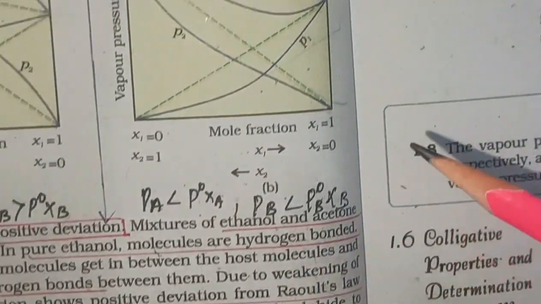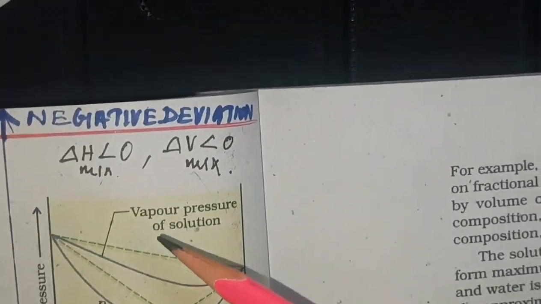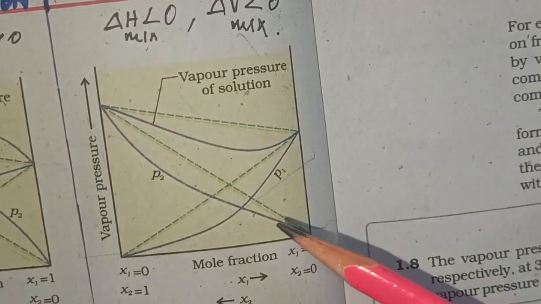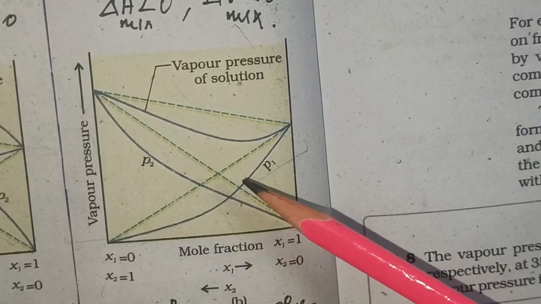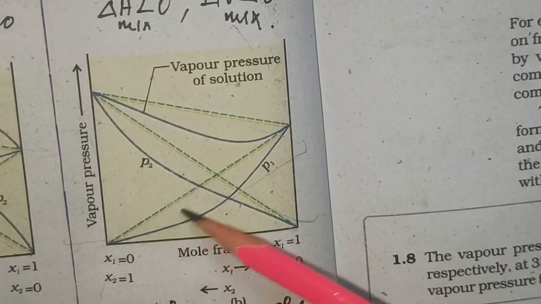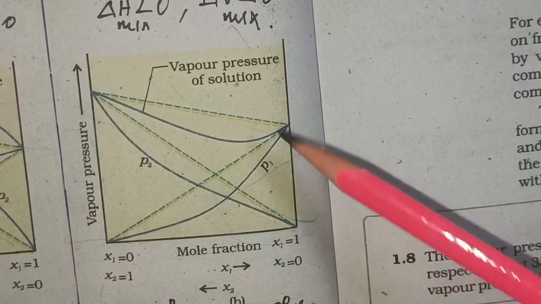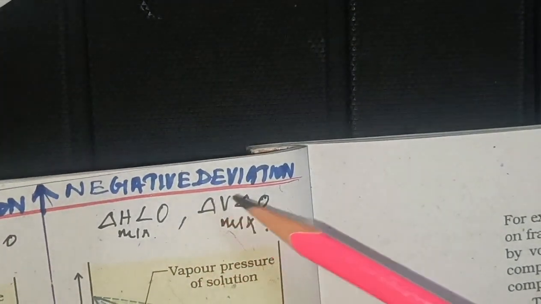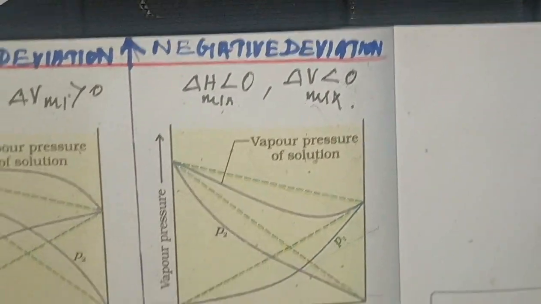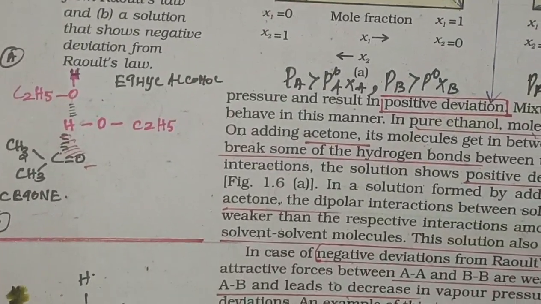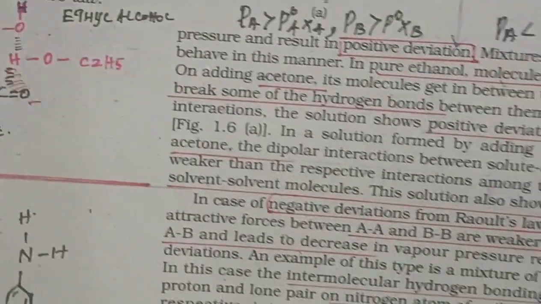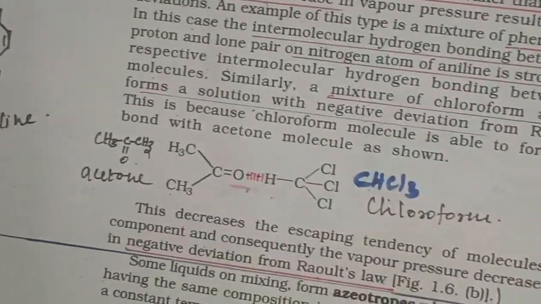So in the case of the decrease in vapor pressure, or negative deviation, the interatomic attractive force between component A and B increases, and the vapor pressure becomes lower than the expected one. Thereby there is negative deviation in the case of a non-ideal solution. So positive deviation and negative deviation are explained. For positive deviation: a mixture of ethyl alcohol and acetone, and a mixture of ethyl alcohol and carbon disulfide. And for negative deviation, acetone and chloroform is explained.